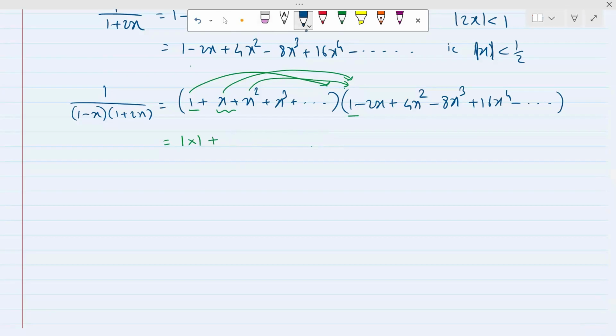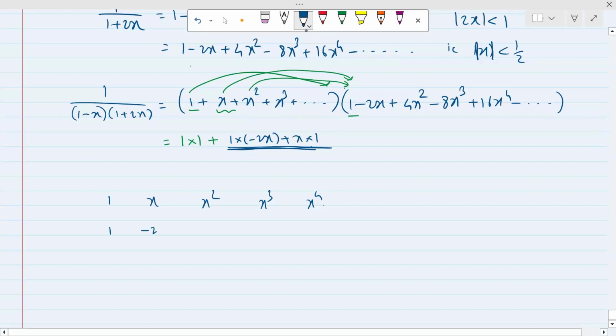So we are trying to compute the degree 1 term. How will you get the degree 1 term? 1 into minus 2x plus x into 1. That's the only possible degree 1 term. Other terms will obviously not contribute, since it's a crisscross multiplication. Sir, we have to calculate the expansion coefficient of x to the power 4 now. Yeah, I'm just explaining how you actually compute the product term by term.